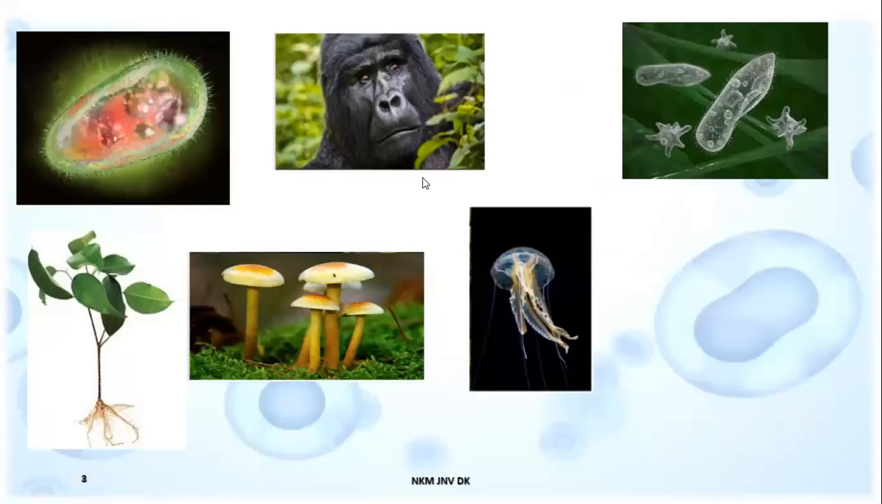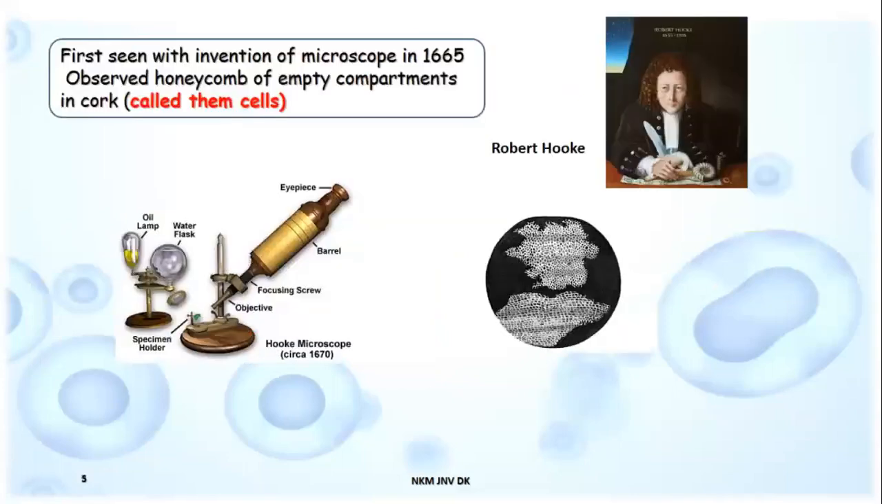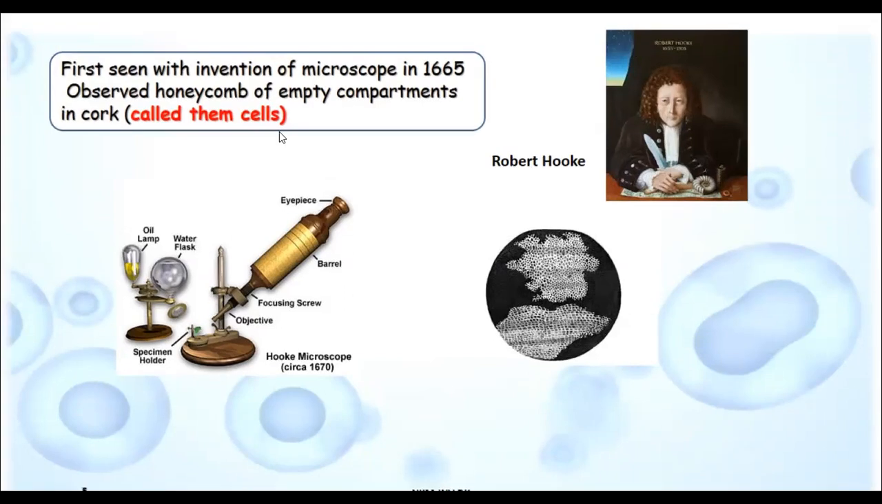The brick can be compared with the cell. Living organisms are also made of cells, whether it is a fungus, plants, or different types of animals. Humans are also made of cells. The cell was first seen with the invention of the microscope in 1665. It was first seen by Robert Hooke, who observed honeycomb-like empty compartments in the cork.